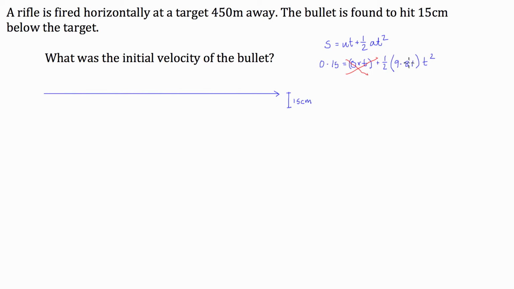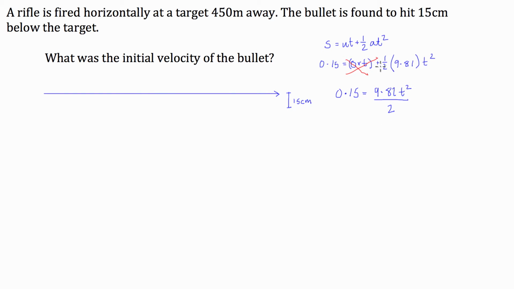Cool. So what we find here is because the initial velocity is equal to 0, this part here will no longer be there. And we're just left with 0.15 is equal to 9.81 t squared divided by 2.